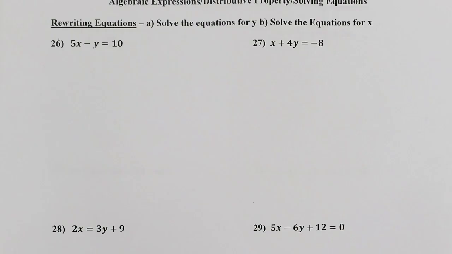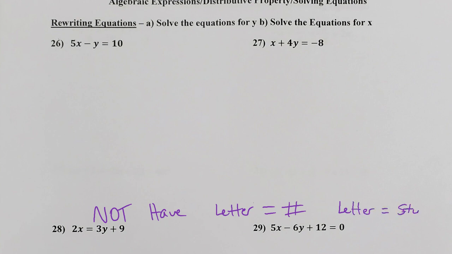Now, rewriting is very similar to solving because we are going to solve for a letter. We're going to use all of our solve skills. That means you get rid of addition with subtraction and subtraction with addition, but you will not get a number answer. You will not have letter equals number only. You're going to have letter equals stuff. It's going to be some sort of other variable.